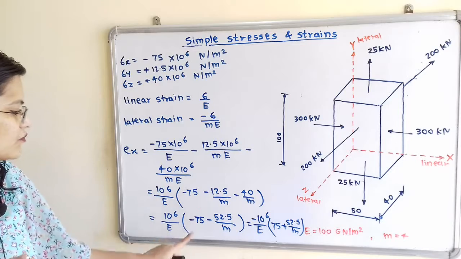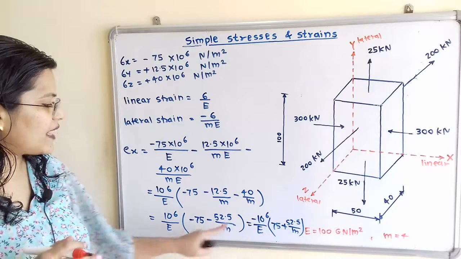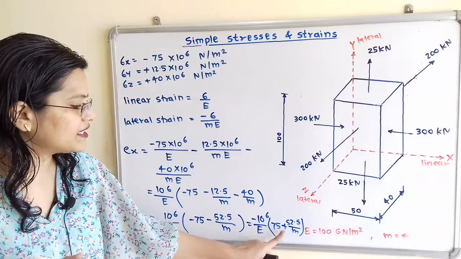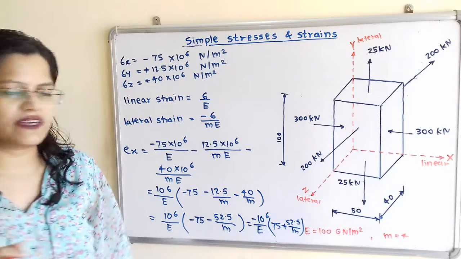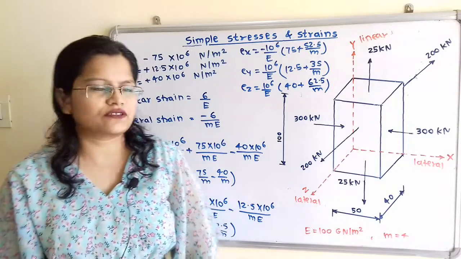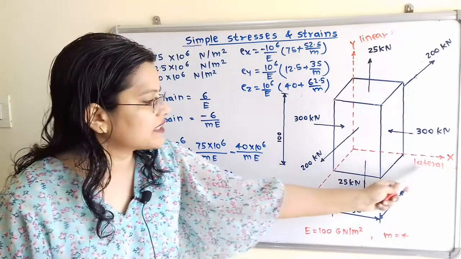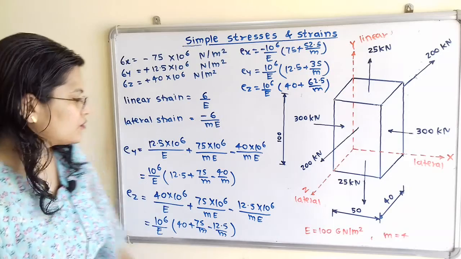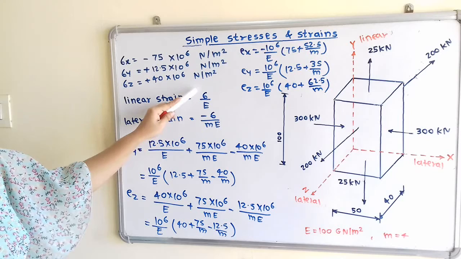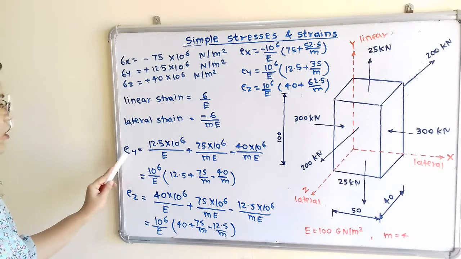So if we observe, we can take this minus sign as a common term outside the bracket. So the simplified form is minus 10 raised to 6 divided by E, inside the bracket 75 plus 52.5 divided by M. Next step is to calculate the strain along y direction. So along y direction, strain is known as linear strain, and the other two directions are known as lateral strain. So epsilon y is equal to, so we have to take the formula along y direction, it is sigma by E. So we have to take sigma y because it is along y direction.